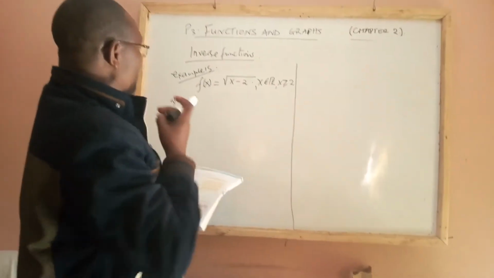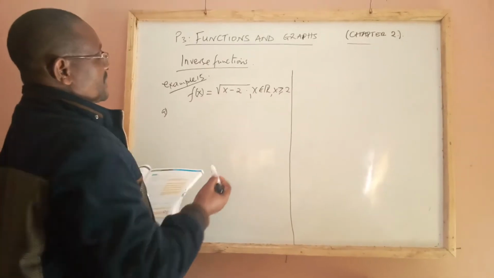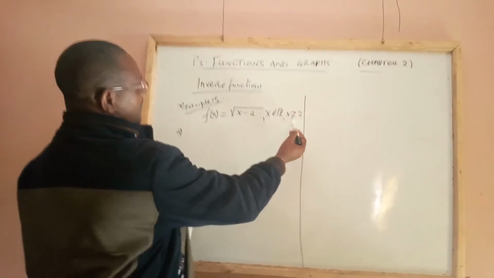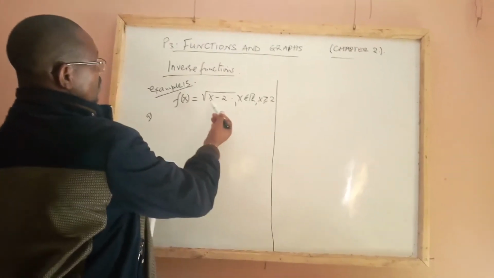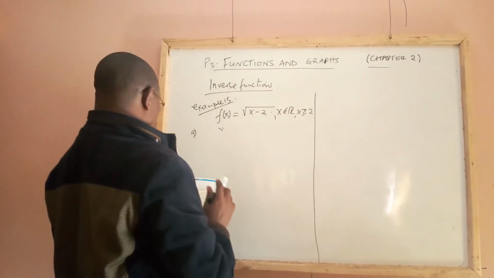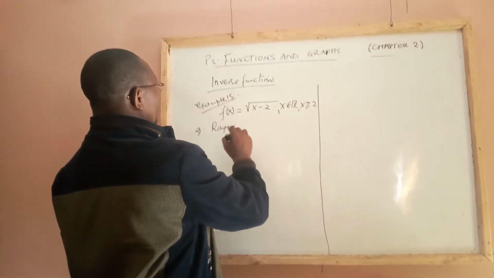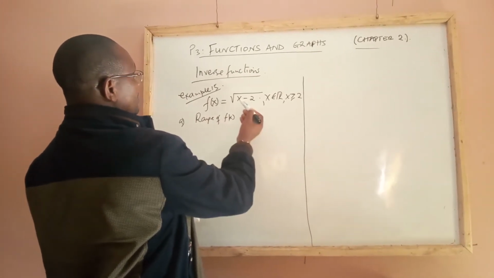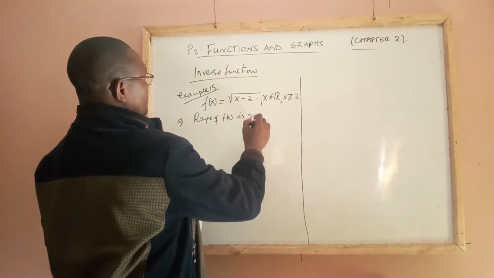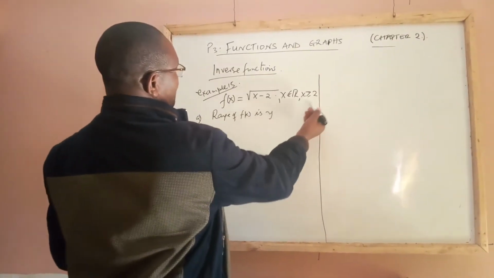The range of f(x) is just the solution after substituting the domain of x. So we have the least value of the domain of x to be 2. If we substitute 2 here, we get the range of f(x) to be 2 minus 2, which is 0, and the root of 0. Of course, the range is now the value of y, because this is the value of x.